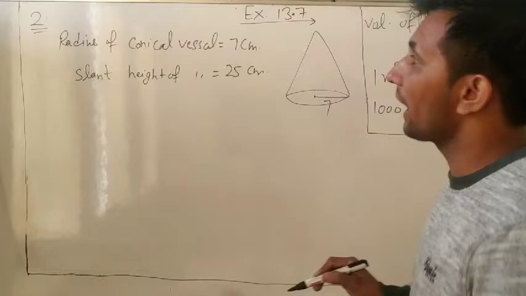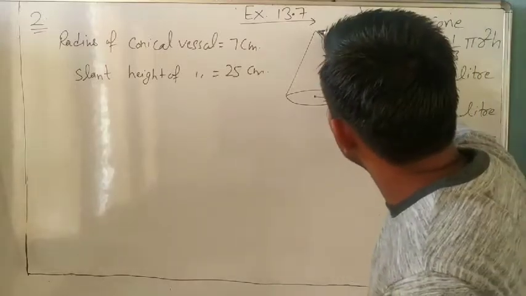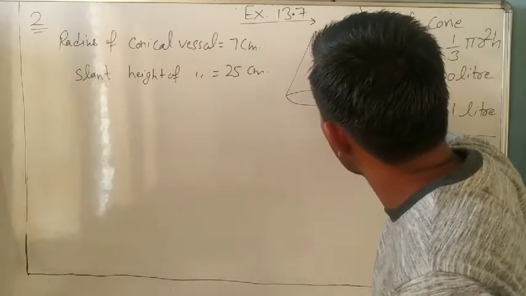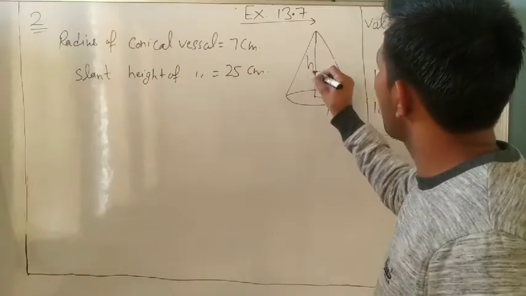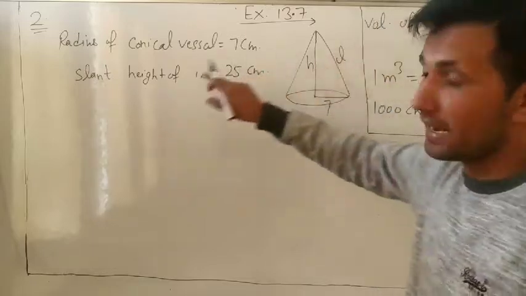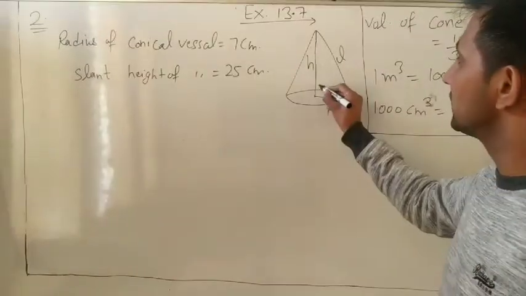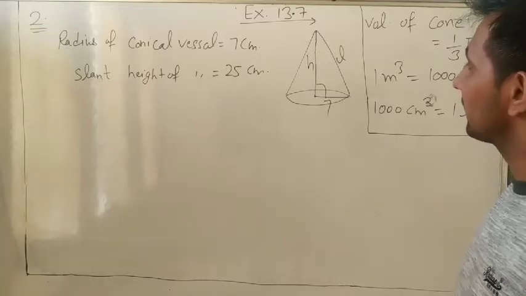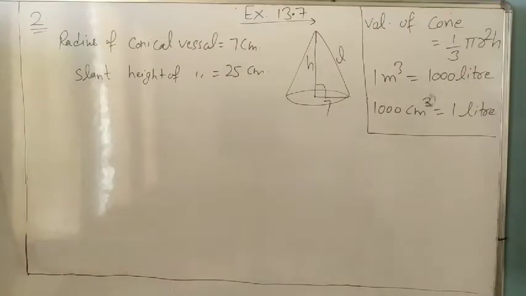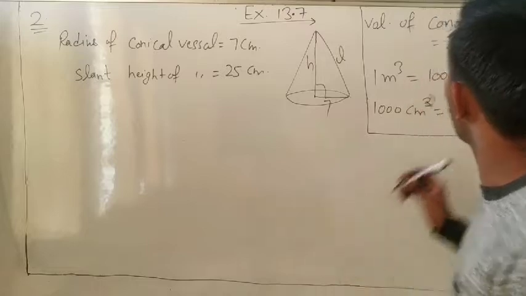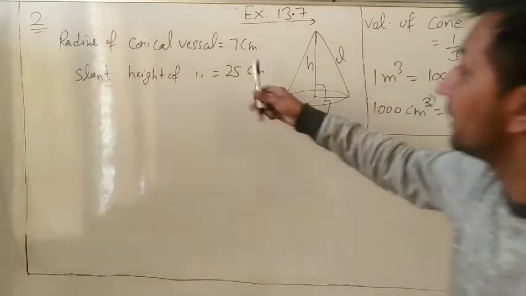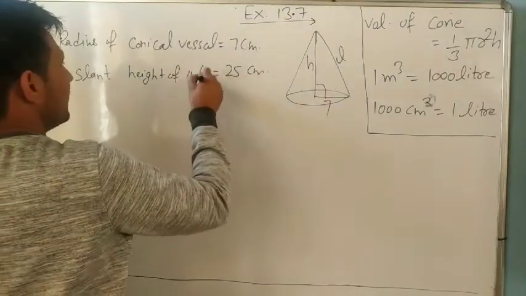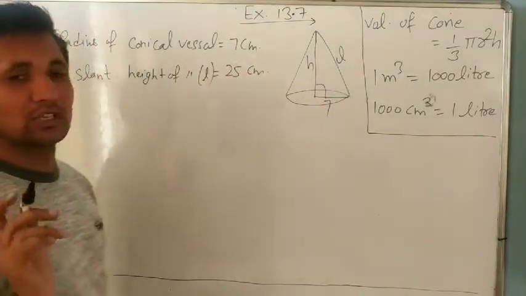It has radius 7, and height is always the shortest distance from the top to the center of the base. So it is height and L is slant height. Understand or not? So this triangle is like a right angle triangle, but we want to find capacity. Capacity means volume. Volume 1 by 3 pi r square h. We need h, but L is given. So we have to first find h.